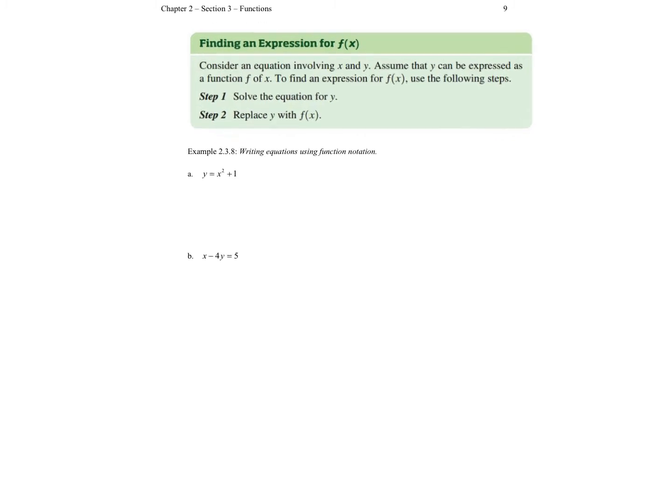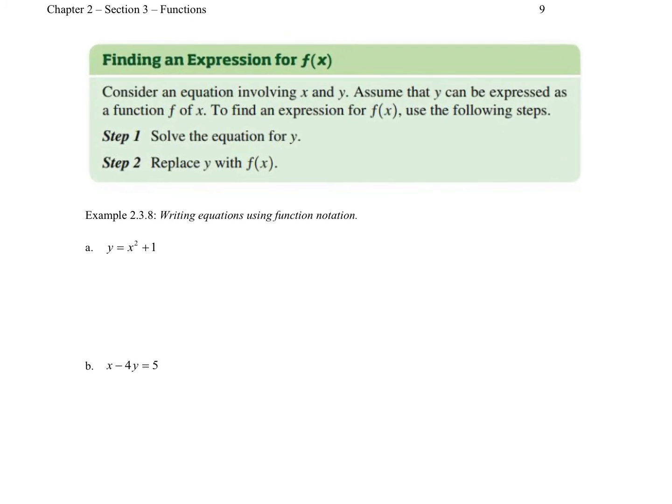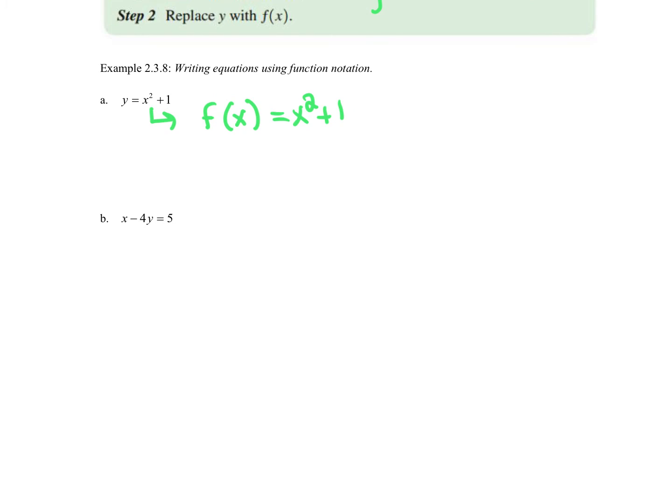So we want to write something in function notation. We need to make sure that we first have an expression or an equation that says y equals, and then we just replace the y with f of x, or any function name, h of x, g of x, j of x, k of x, whatever. So since this one is already solved for y, it says y equals, I can just write it as f of x equals x squared plus 1. No big deal. The next one, got to solve for the y first.